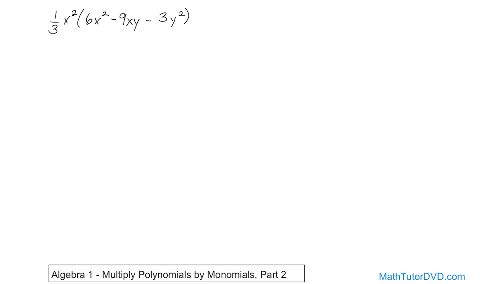It's easier when you're doing these things, instead of trying to do it all at once, just to take the outside monomial, distribute it to each term, and write the multiplications down, but don't do them yet, and then do them in a next step. It just makes a lot more sense.